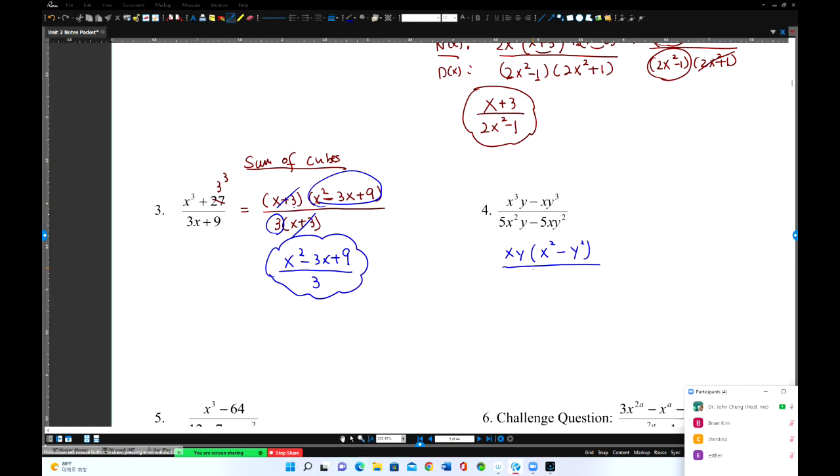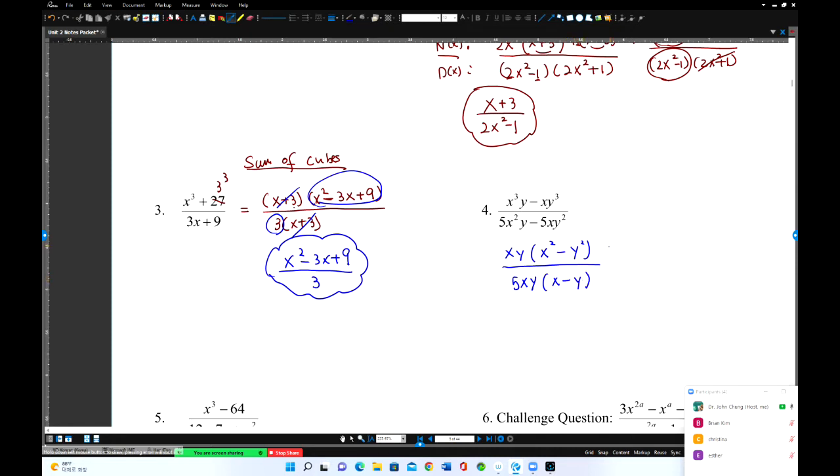All right, what about the denominator? 5 is common, x is common, y is common, but y squared is not common, because the maximum is only one y. So 5xy is out. What is inside? x minus y.